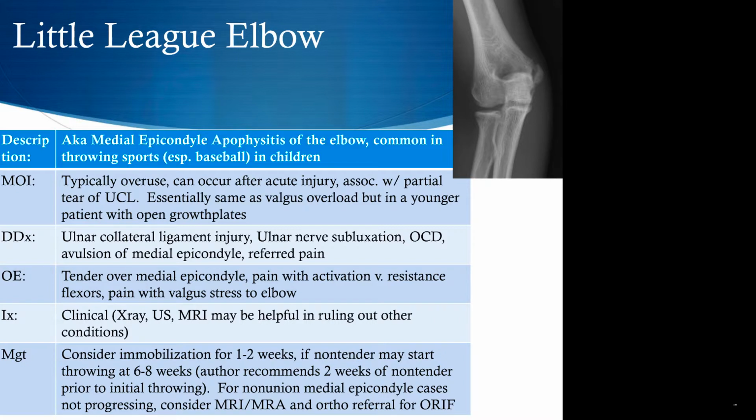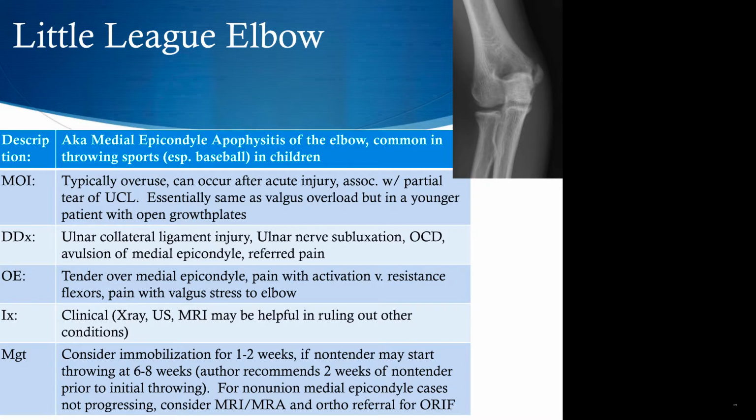Clinically, it's a clinical diagnosis, but you can also consider an X-ray to make sure that the medial epicondyle is not overly avulsed. Ultrasound can assess the ulnar collateral ligament, or MRI can show whether there's any other ligamentous injury or osteochondral defect. Management essentially is considering immobilization for the first 1 to 2 weeks.